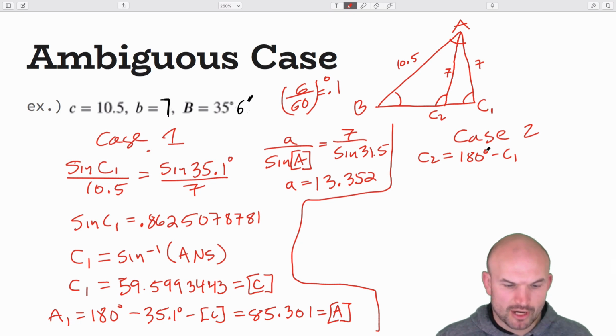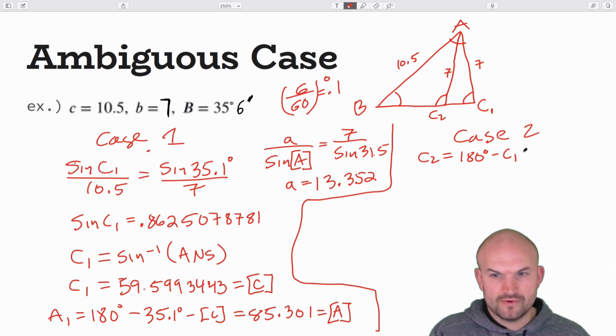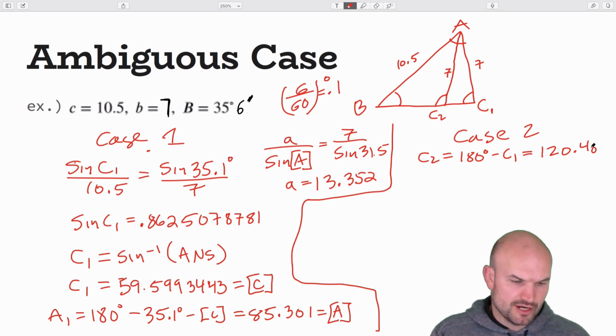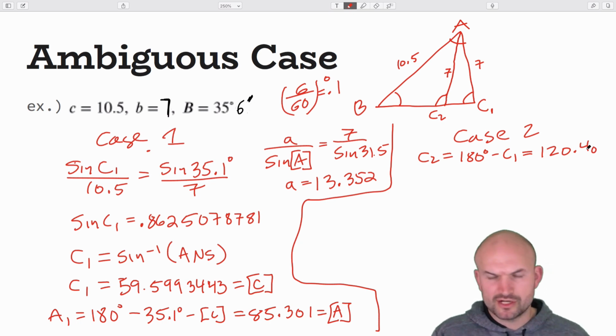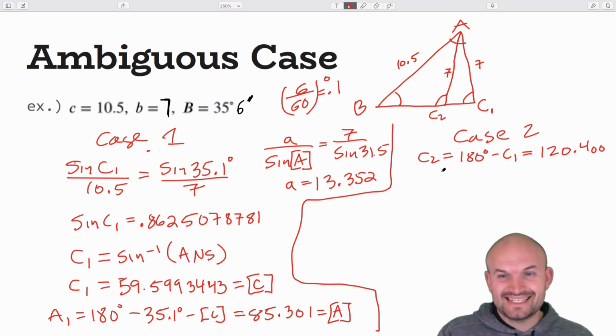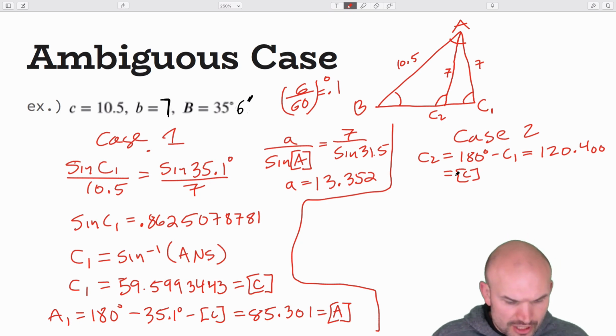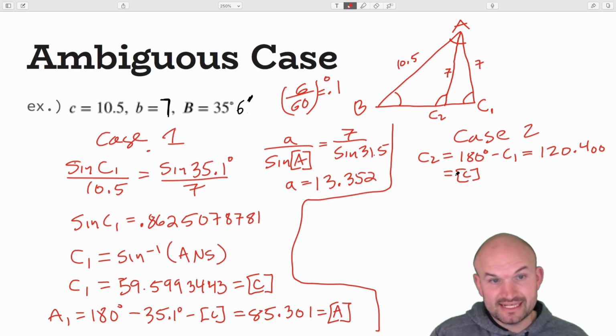So all I'm going to do is 180 minus C, which I calculated here, which I stored as alpha C. So that's going to be alpha C. Writing that in there, I'm going to get 120.4006. But again, I don't want to round this, right? I'm going to want to store this. So I'm going to store this as a new C, as alpha C. All right, so that's replacing my old C from the previous problem.